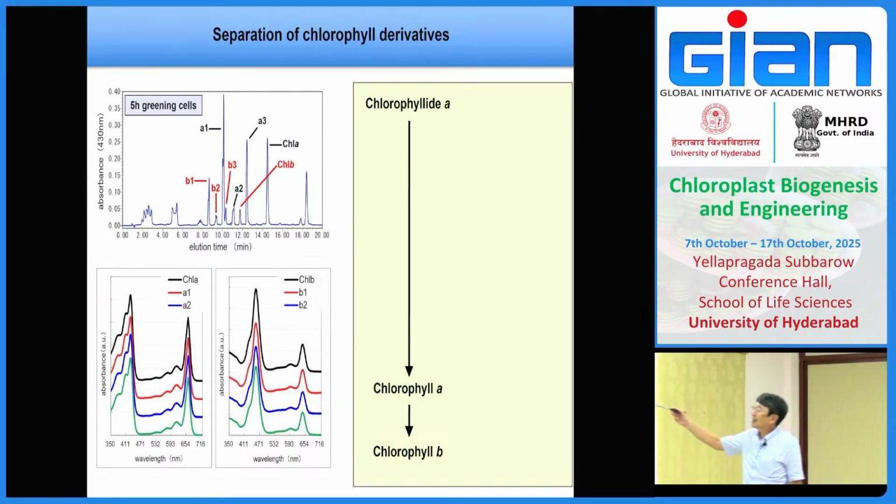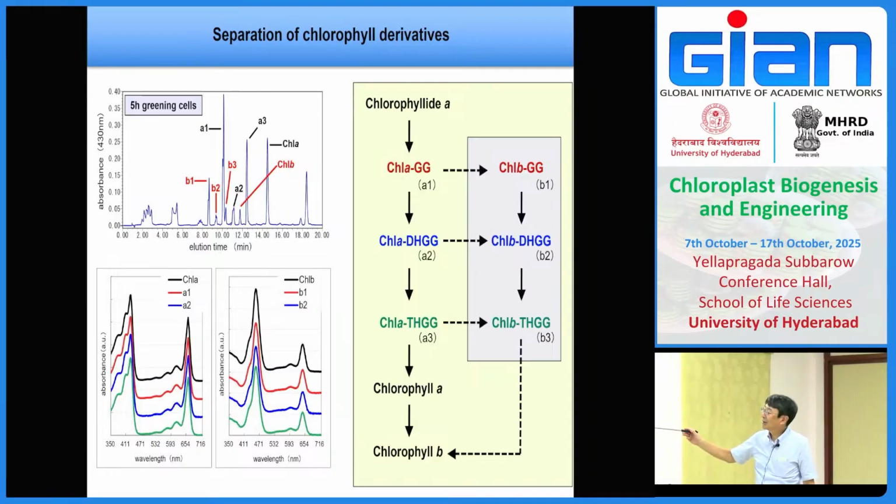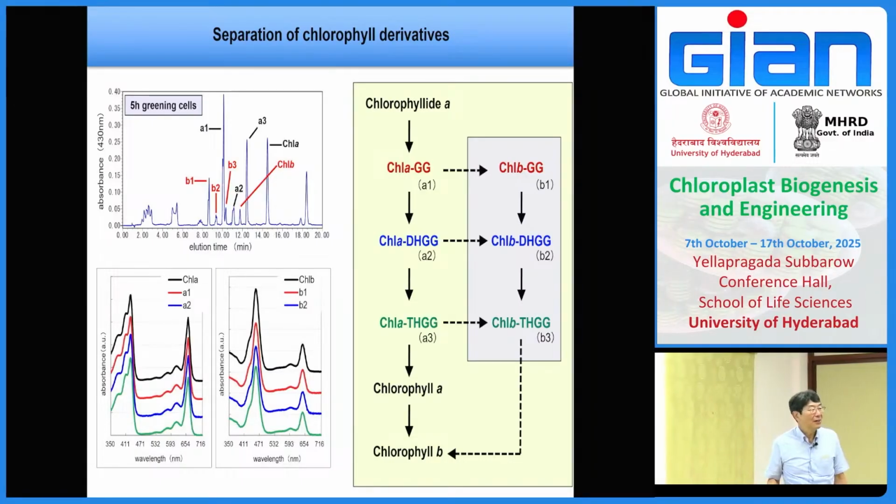So protochlorophyllide A is converted to chlorophyllide, and then converted to chlorophyll A and chlorophyll B. But there are additional steps. This is called chlorophyll A GG, chlorophyll A DHGG, chlorophyll A THGG, and then chlorophyll A. This is an abbreviation of geranylgeranyl chlorophyll A, dihydrogeranylgeranyl chlorophyll A, and tetrahydrogeranylgeranyl chlorophyll A. The same series of chlorophyll B type is also present.